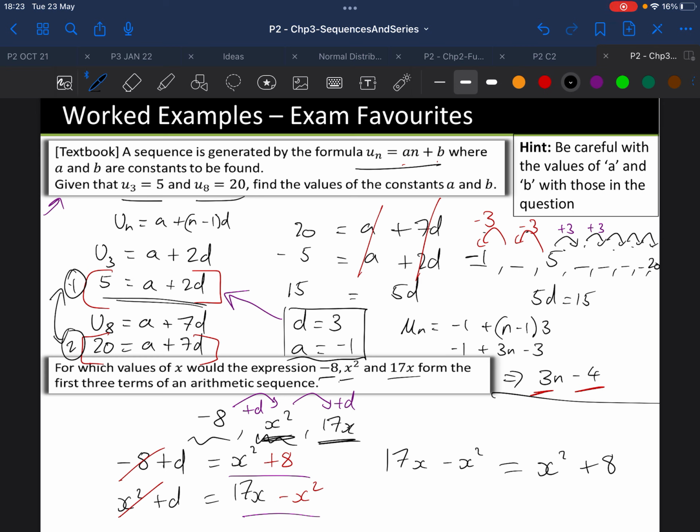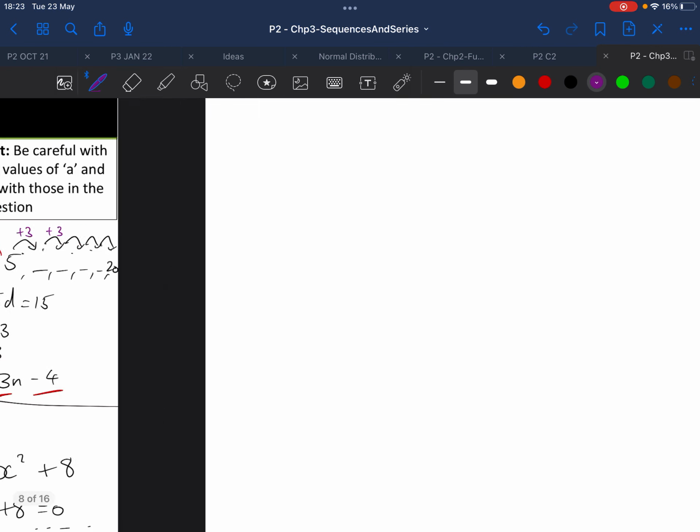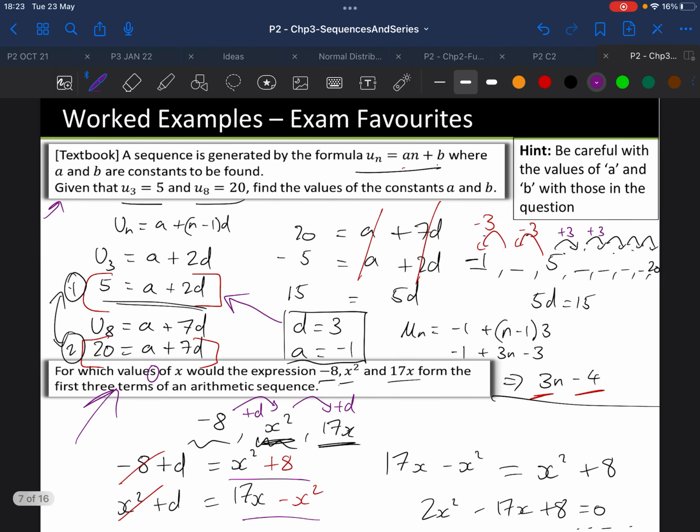So move this to the right hand side, move this to the right hand side. What would you get? You would get 2x squared minus 17x plus 8 equals 0. And you would solve that. And the interesting thing is that you will often find that there is more than one x value that makes this work. Again, this is a pretty common question that you should learn to answer. Right, so that kind of completes the section then of working with the nth term.